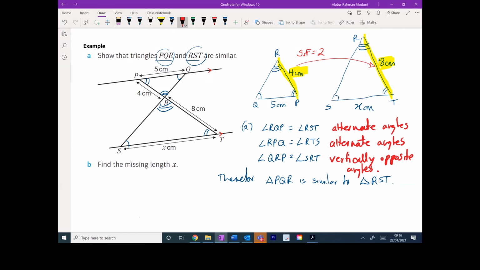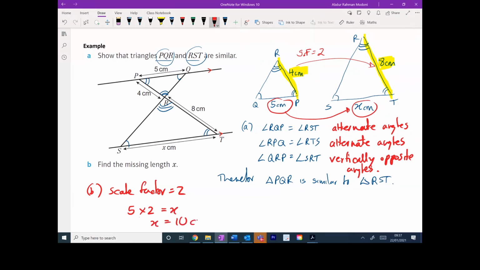So let's make a note here, first of all, that our scale factor for part B of the question is scale factor is equal to 2. So now that we know the scale factor, we can then use this scale factor to figure out any other missing length. So let's go and look at this corresponding side. Its corresponding side is there. So then we can say here that 5 times by 2, which is the scale factor, should get us x. So therefore, x is equal to 10 centimeters.